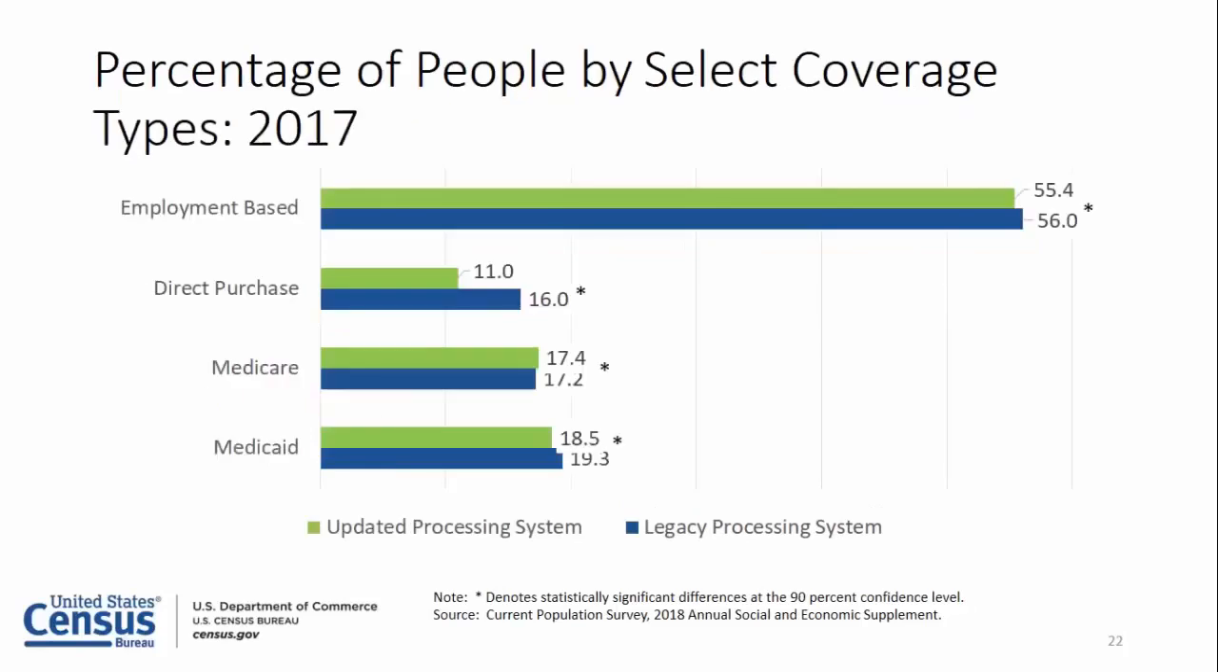This figure shows the estimates from the updated processing system differ from the legacy processing system for all subtypes of health insurance coverage. For those interested in the details, we have a table posted online earlier this year that shows the point estimates for public and private coverage and for specific subtypes of coverage. These differences represent improvements to data quality, aligning estimates of health insurance coverage with other national surveys. As such, estimates using the updated processing system should not be compared with those using the legacy processing system.